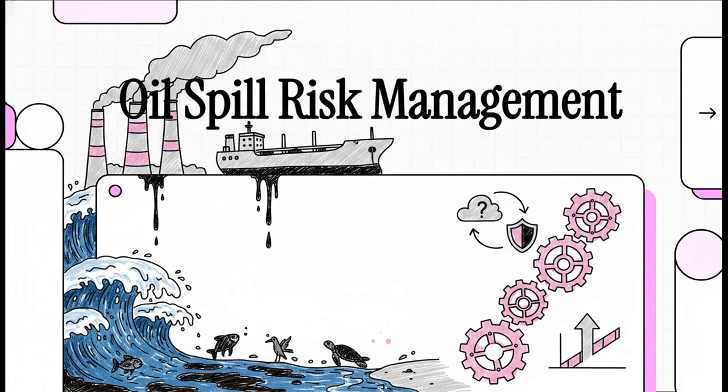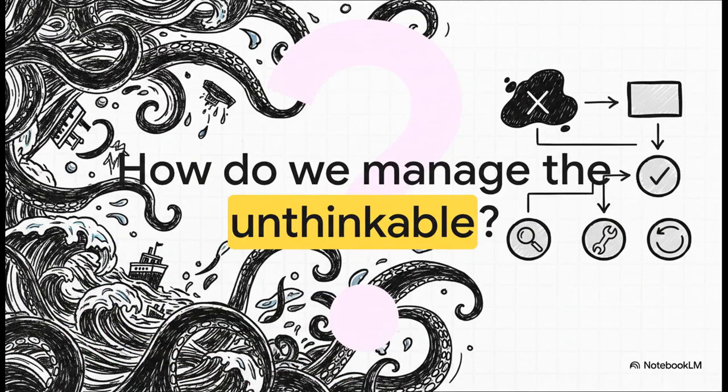So today, we're going to unpack the definitive framework used to do exactly that, the 6 steps of oil spill risk assessment management. If you've ever wondered how experts approach these massive, complex environmental challenges with a cool head and a totally clear plan, well, you are absolutely in the right place. Let's dive in. So, how do we actually manage the unthinkable?